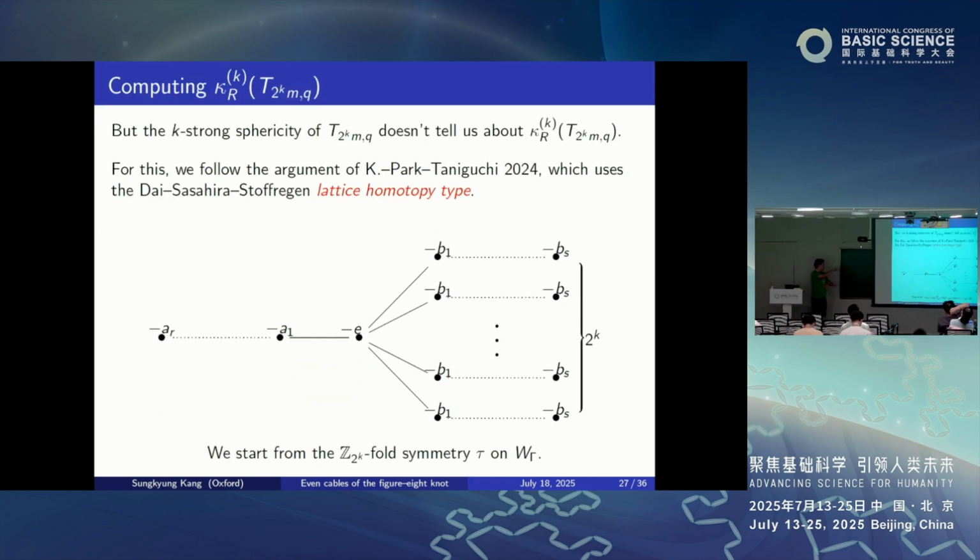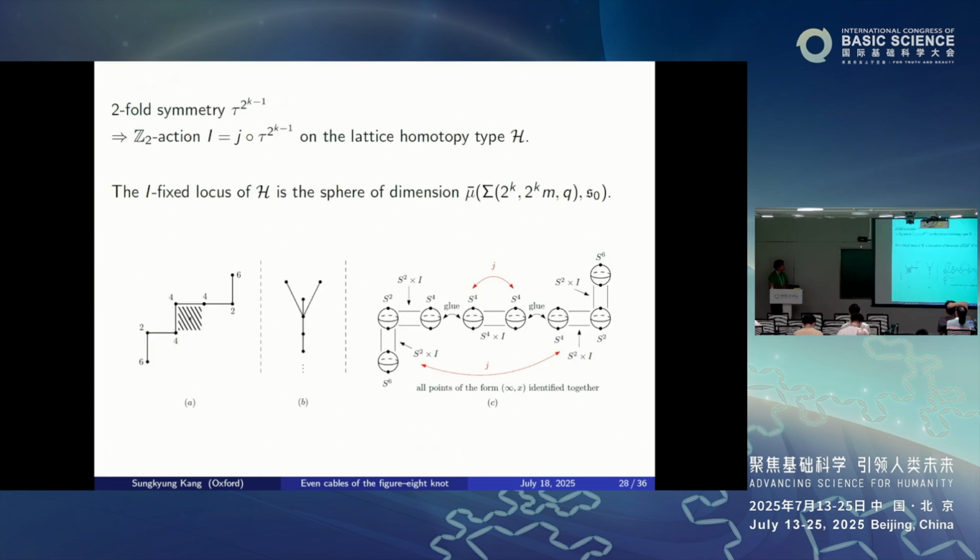And this deck transformation obviously permutes them cyclically. Okay. So given that, the twofold symmetry given by taking s to the power 2^(k-1) will also be like swapping those identical legs. And once you have this twofold symmetry on your plumbing graph, you can induce a Z2 action on the lattice homotopy type. So the lattice homotopy type looks something like that.